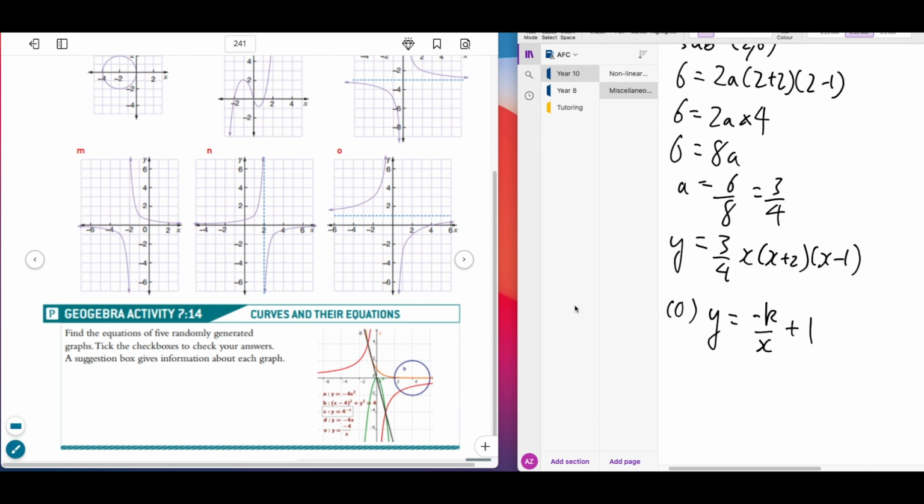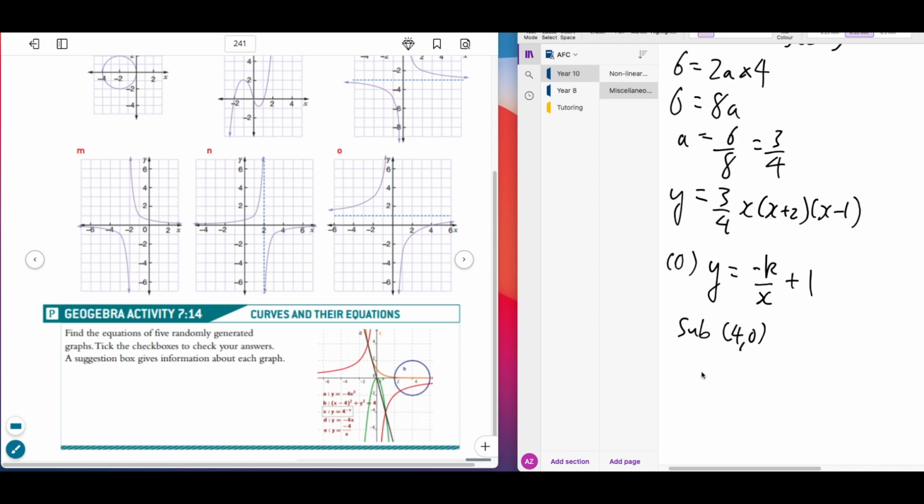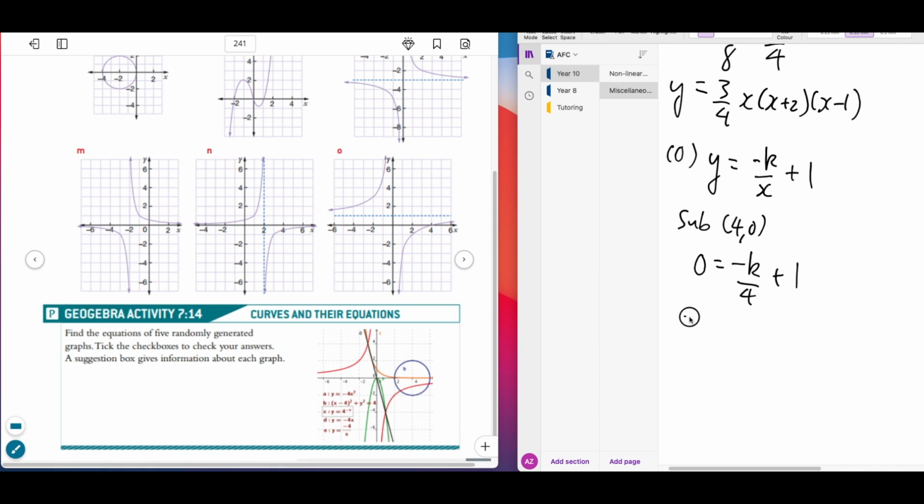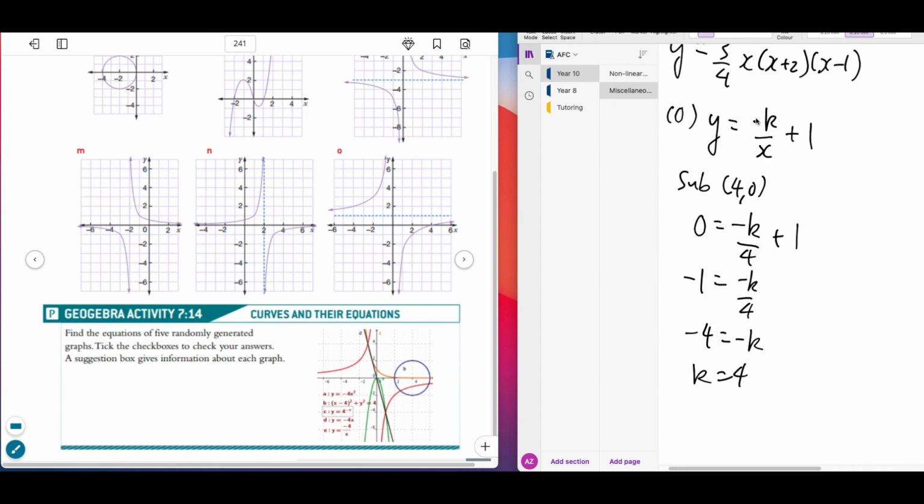So how do you solve for k? You substitute a point on the hyperbola. So let's see, it goes through 4, 0, right? So sub 4, 0 in and solve for k. So in this case, 0 is equal to minus k over 4 plus 1. Take 1 from both sides. Minus 1 equals minus k over 4, times 4 to both sides. Minus 4 equals minus k, so k equals 4. Right, so then we sub the value of k back into the equation. Therefore, y is equal to minus 4 over x plus 1.